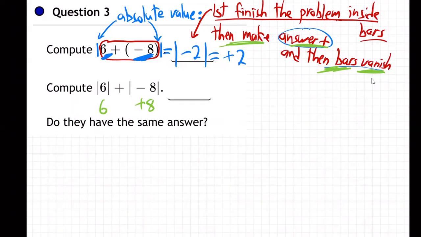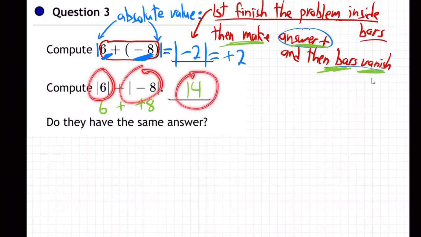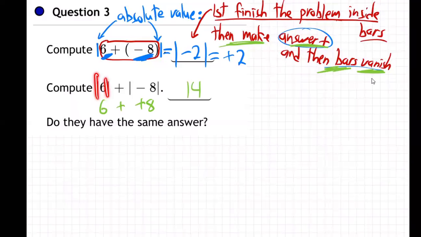And now you can finish, and bring that plus sign down. Now you can finish the problem. 6 plus 8? 14. So on this one, the bars vanished before we finished the question because they were 2 separate bars. Does that make sense? So that's what absolute value bars do. They make whatever's between them positive, and then they vanish.